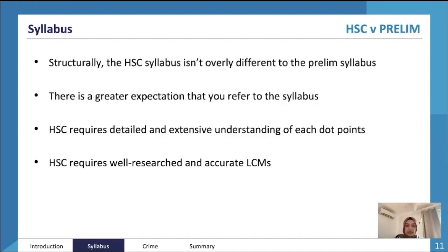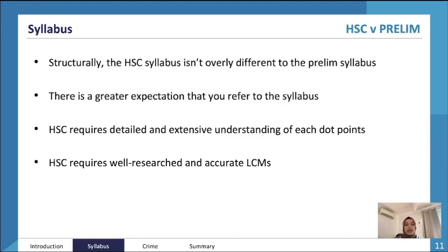There is a greater expectation that you do refer to the syllabus in the HSC, because when you start going through HSC exams, you see every single question is from some part of the syllabus. So knowing the syllabus, I cannot emphasize enough how important it is to know it and to understand it and to memorize it, and to make sure that you know the content for every single dot point that there is.